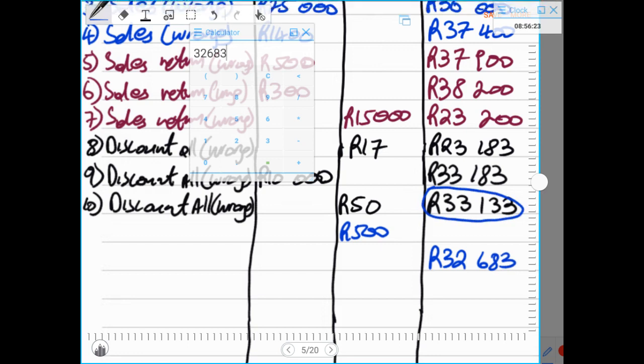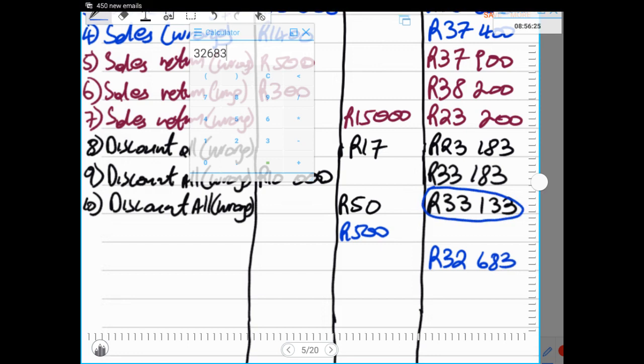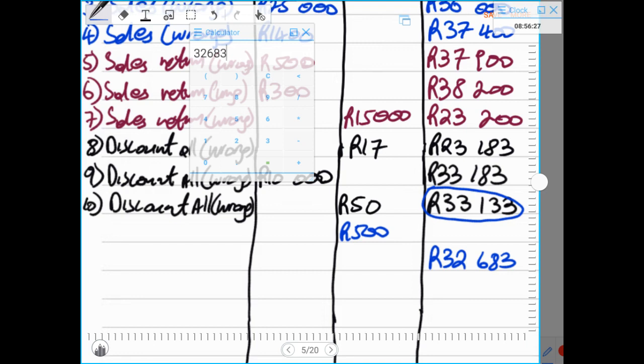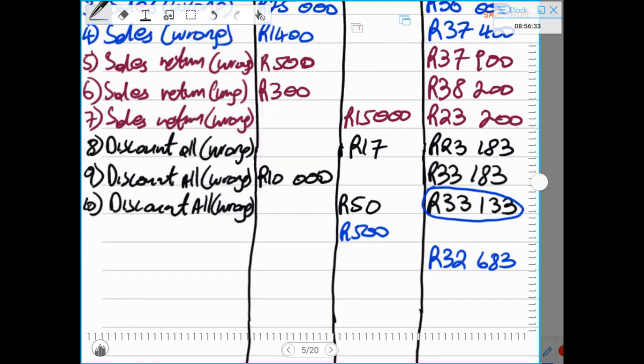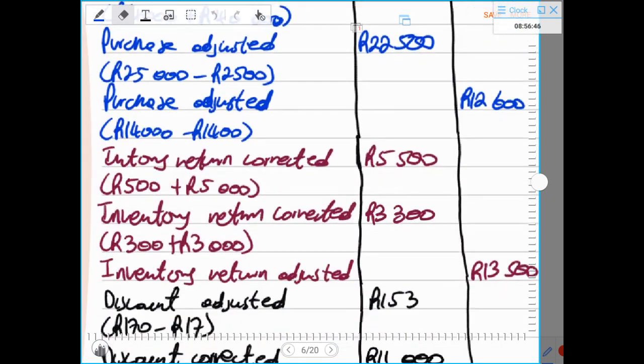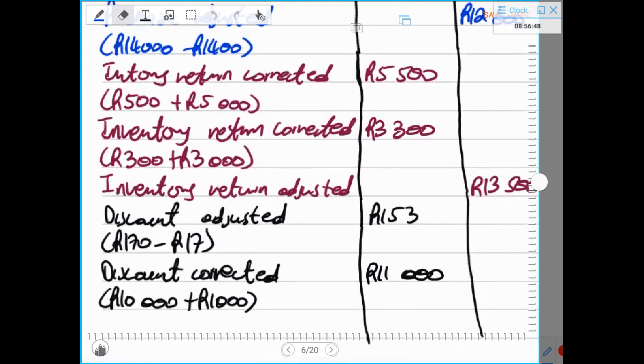And why is the balance overstated? Because we recorded a wrong amount, which is smaller than it was supposed to be. So we can see that if the balance is overstated, what do we do? We less. Which side do we less? We less on the debit side because our creditor decreases on the debit side.